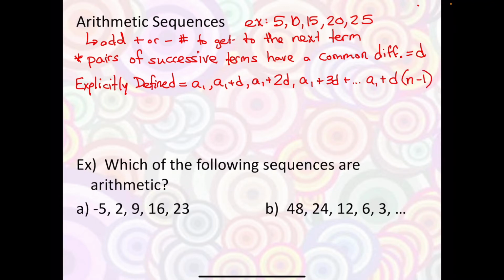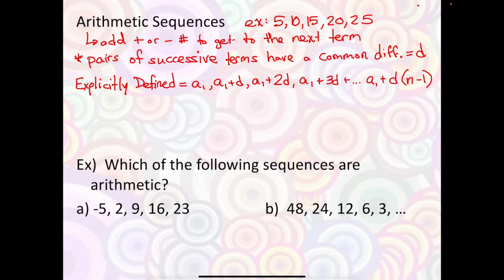Okay, and it's always n minus 1 because for our first term, we're not adding anything to get it. In our second term, we add d once. For our third term, we add d twice. So we're always adding d one less than the term number we're on.